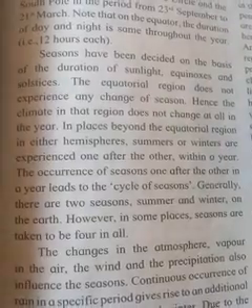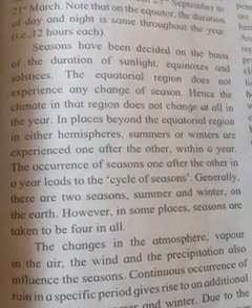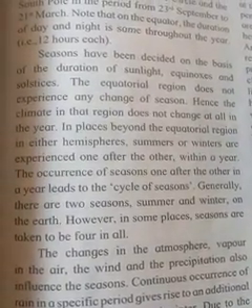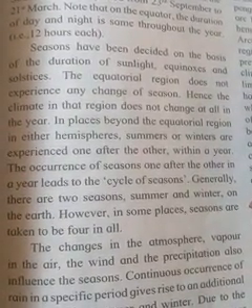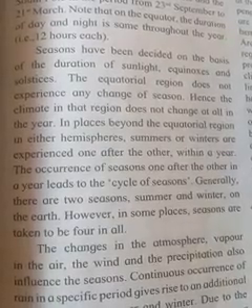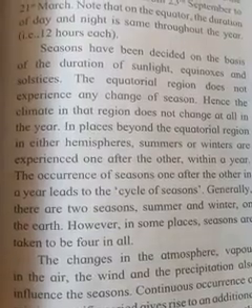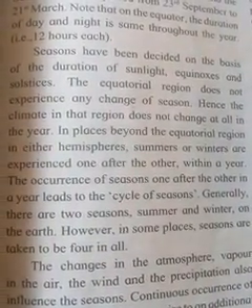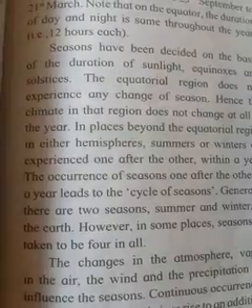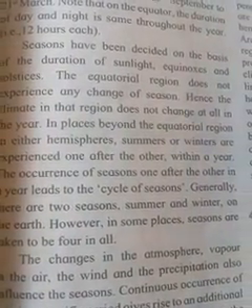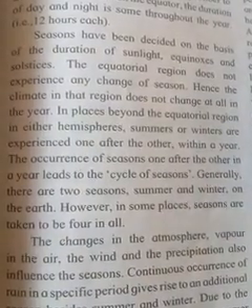That means the seasons, summer or winter, are experienced one after another within the year, but the occurrence of seasons one after the other in a year leads to the cycle of seasons, and this is also known as the cycle of seasons. Generally there are two seasons, summer and winter. Generally seasons are divided into two parts, that means the summer season or winter season on the earth.